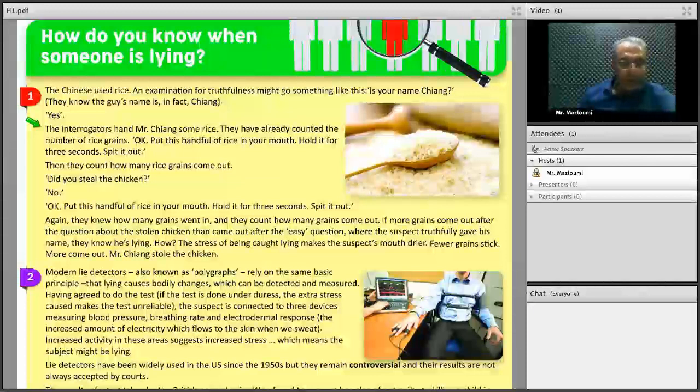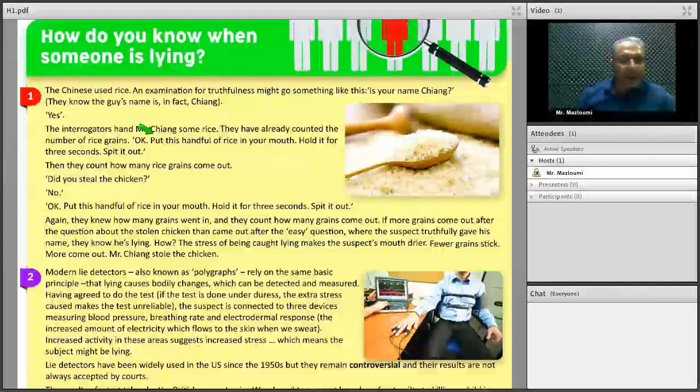Okay, put this handful of rice in your mouth. Handful means amount of something that you can hold in your hand. So they gave the suspect some rice, a handful of rice. They knew how many grains of rice there were, and they asked the person to put the rice in his or her mouth. Hold it for 3 seconds. So hold the rice in your mouth for 3 seconds.